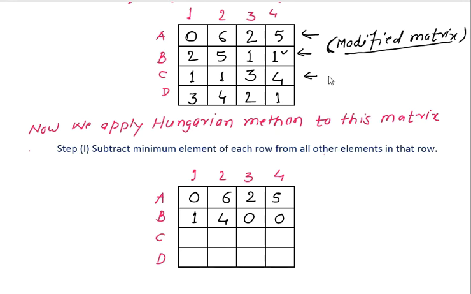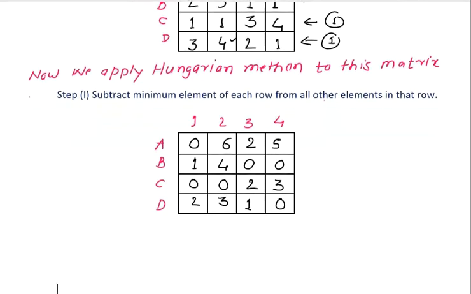In the third row, the smallest number is 1, so subtract 1. So 1 minus 1, 0; 1 minus 1, 0; 3 minus 1, 2; 4 minus 1, 3. Then in row number 4, the smallest entry is 1. Subtracting 1, 3 minus 1 we get 2, 4 minus 1 we get 3, 2 minus 1 we get 1, and 1 minus 1 we get 0. So this is the matrix obtained by performing step 1 of the Hungarian method. Now apply step 2.